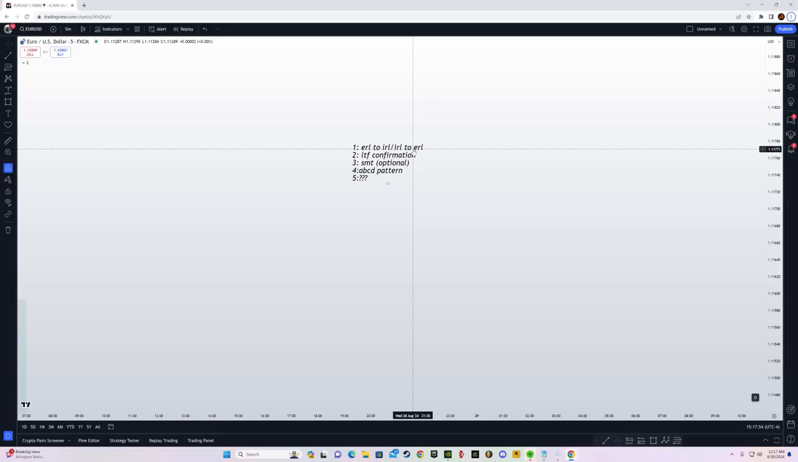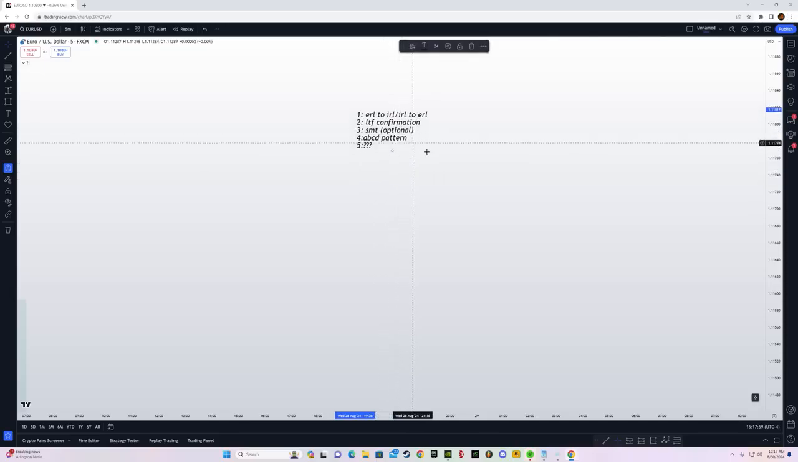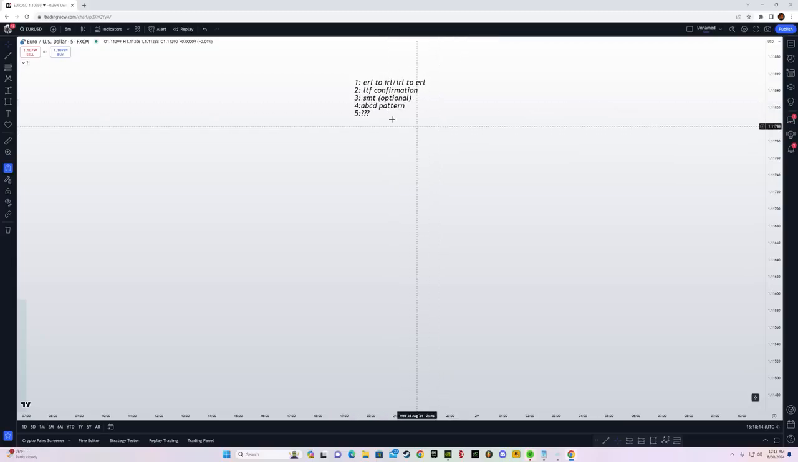All right. So the number one step to this model is that price only moves in two ways, right? It moves from external range liquidity to internal range liquidity, or from internal range liquidity to external range liquidity. I'm going to explain each and everything in detail, so make sure you do not skip any part of this video, because I'm going to share some hidden gems and you do not want to miss them. Do not skip the video.